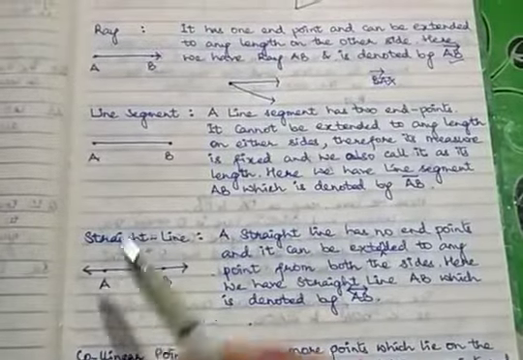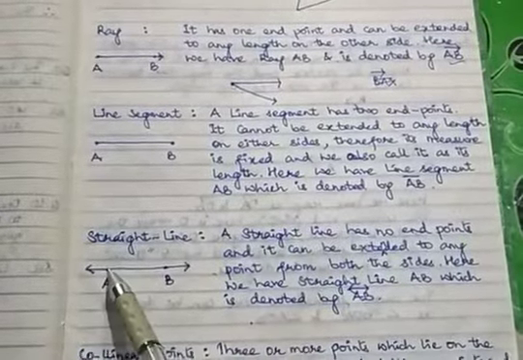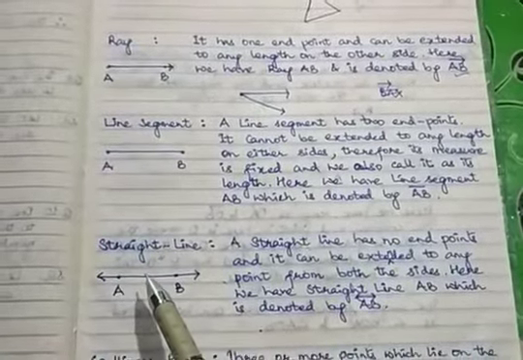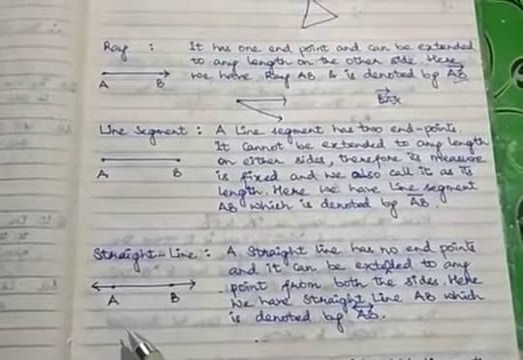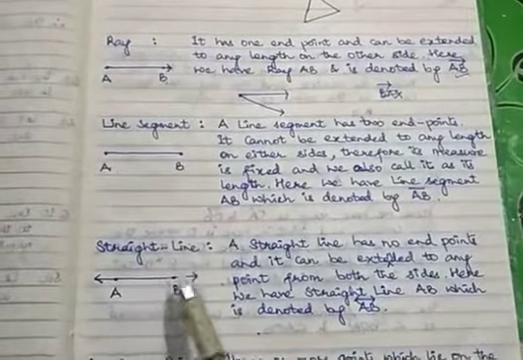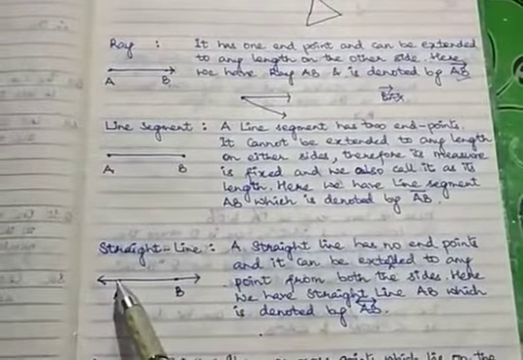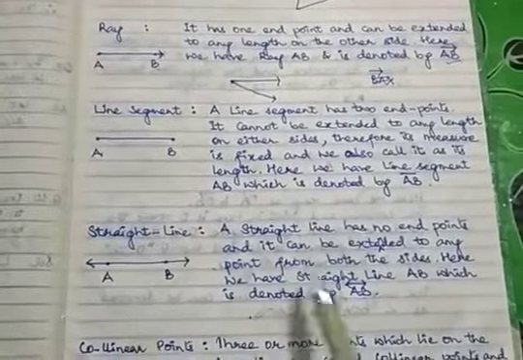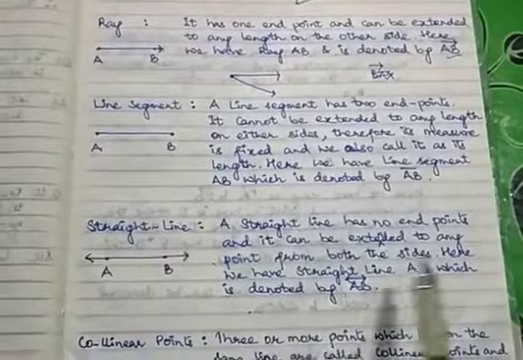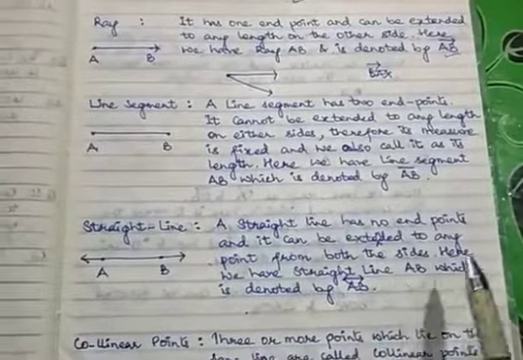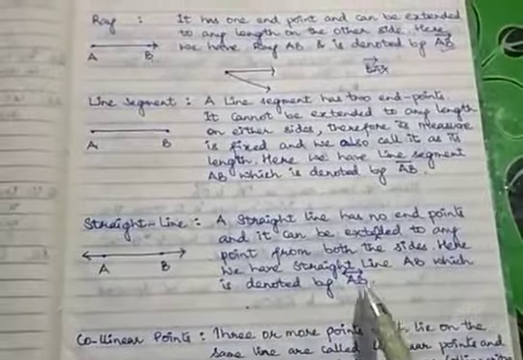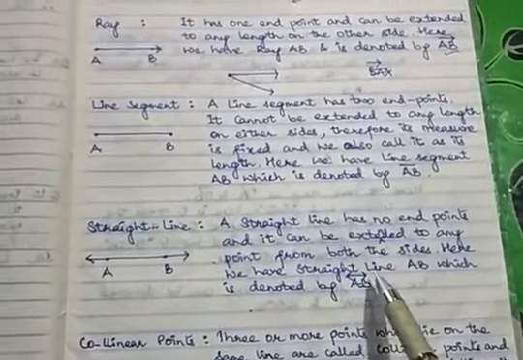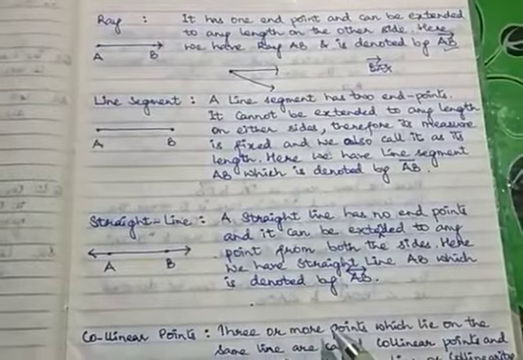Now you must recall why I am telling this: it's a point. I have given it the name A because, as I told you at the beginning about the point, a straight line is also nothing but many points. So I have marked two points here and named them A and B. A straight line has no endpoints and can be extended to any length on both the sides. Here we have straight line AB, which is denoted by AB, with an arrow sign moving towards both sides on top of AB.